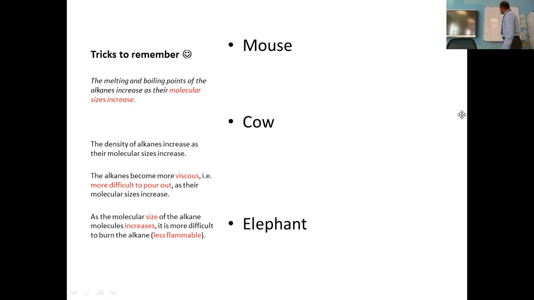Now, number 2, the density. If you take these 3 animals and put them in the water, the first one to sink would be the elephant. It sinks directly into the pool, followed by the cow and the mouse. The reason is, as the size is getting bigger, the density will increase as well. Now, number 3, viscous. It refers to a property called viscosity, basically how fast they can move.